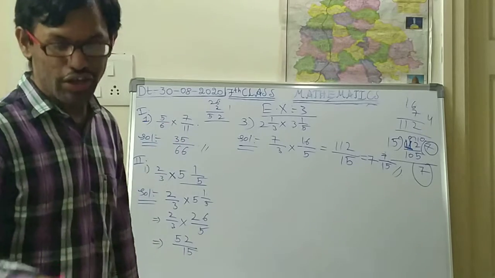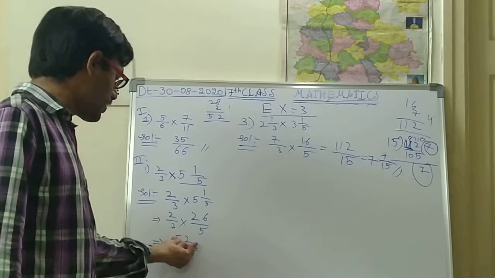So he asked to reduce to lowest form. So in the 15 table, does 52 go?